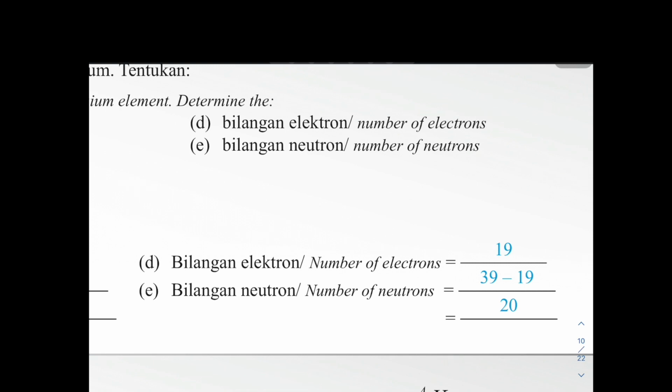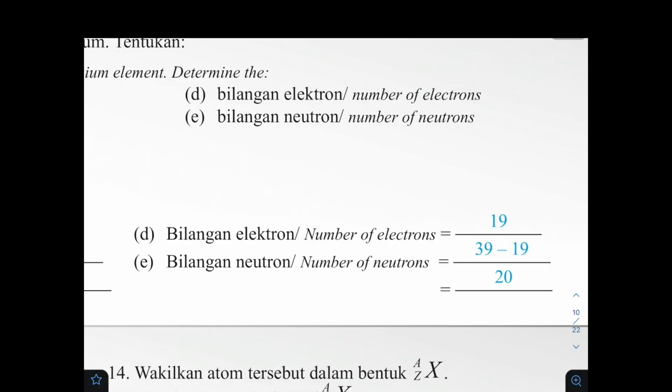If you still remember, for atom which is neutral, the number of proton is the same as the number of electron. So that you see, proton carry positive charge and electron carry negative charge. So for atom which is neutral, if the number of proton is 19, so if you want to find the number of neutron, is 39 minus 19. So we'll get 20.